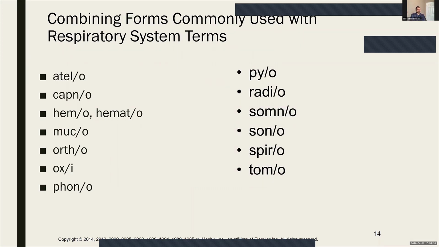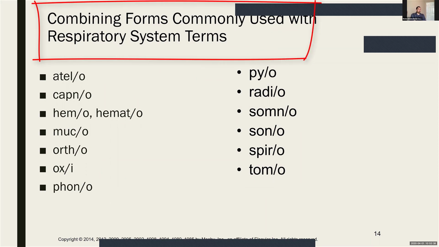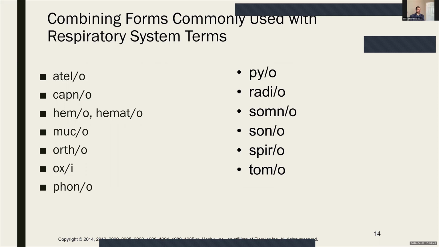Some combining forms, we've talked about some of these already, but atel and atello, we'll get into that later when we talk about atelectasis. Capn, meaning like CO2, capnography, things like that. Heme, hemato for blood. Muc for mucus. I just don't want to go through all of these because it kind of gets redundant, and I know you guys can look that information up in your text, but these are just some of the common ones that you're going to see in the respiratory system.